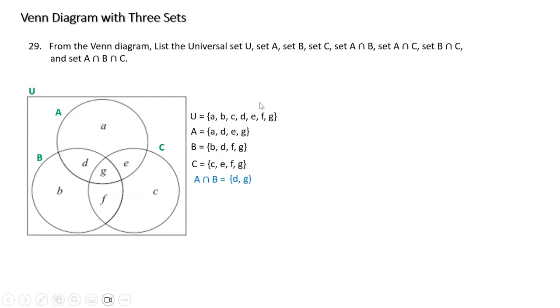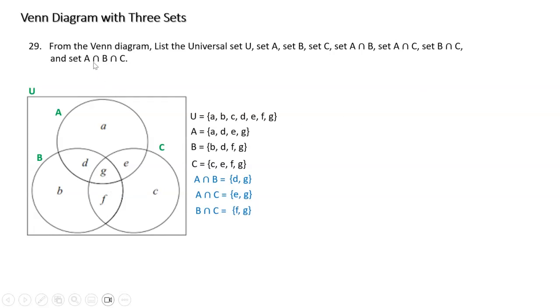Just these two. Now let's do the intersection of A and C. We have A and C. So this is my answer for the intersect. So the answer will be E, G. Now let's do the set B intersect C. This is B, and this is C. So this area is where they intersect, which will be F, G.